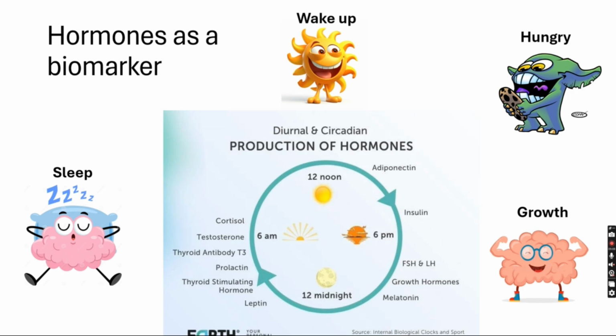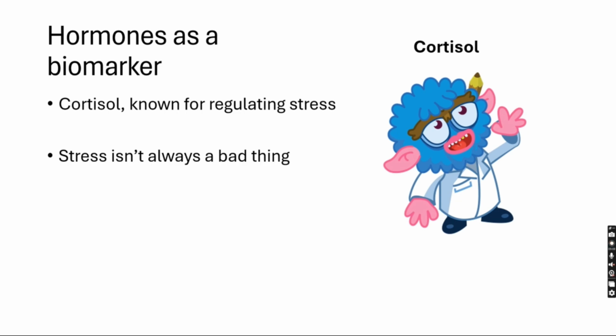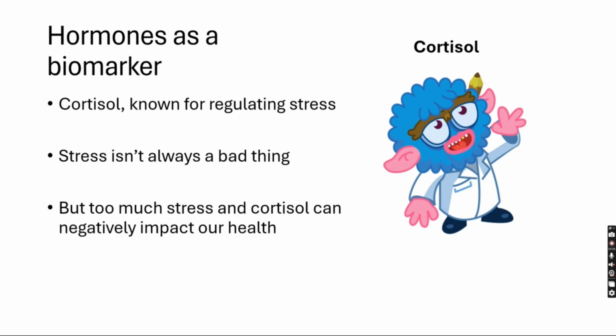All these hormones are working together to keep us functioning, and they work on a 24-hour cycle, something called a circadian rhythm. Now we have another hormone, which is called cortisol. This is the one that helps us wake up in the morning and is also known for regulating stress. And stress isn't always a bad thing. We need it in our fight or flight response. But too much stress and cortisol can negatively impact our health. Just like anything, too much of anything can be bad for us.